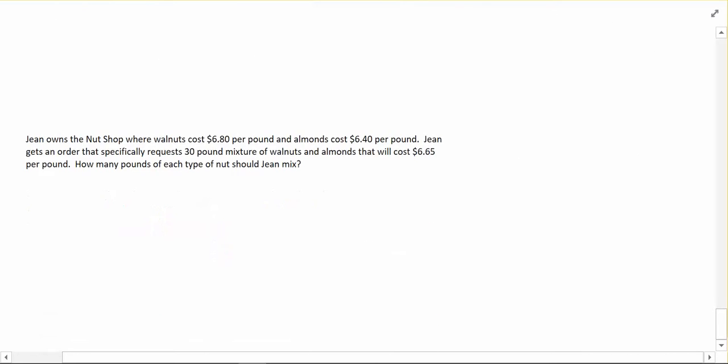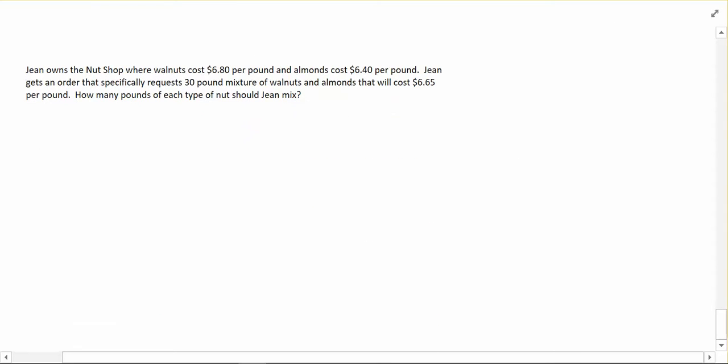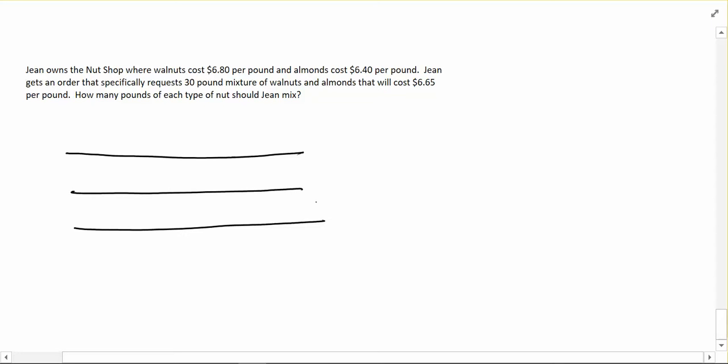Another problem of the same kind. So Gene owns the nut shop where walnuts cost $6.80 a pound, almonds are $6.40 a pound. Gene gets an order that specifically requests a 30-pound mixture that costs $6.65 a pound. Okay, so we have almonds again, and we have walnuts. Alright, and we have a mixture.